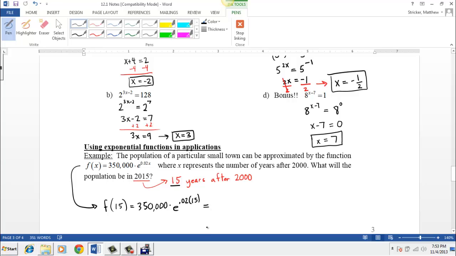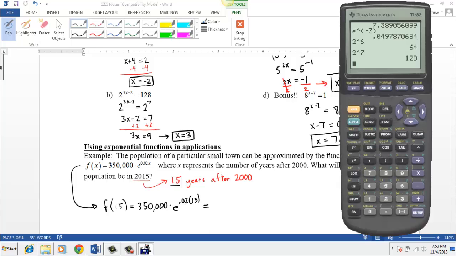And everybody should be able to calculate this with your graphing calculator. Let's see how you would plug that in. We'd take our 350,000 first, and then we would multiply that by e. We know how to put e in there. And in the power we have 0.02 times 15. Close the parentheses after that product of 0.02 times 15. And we get a new population.